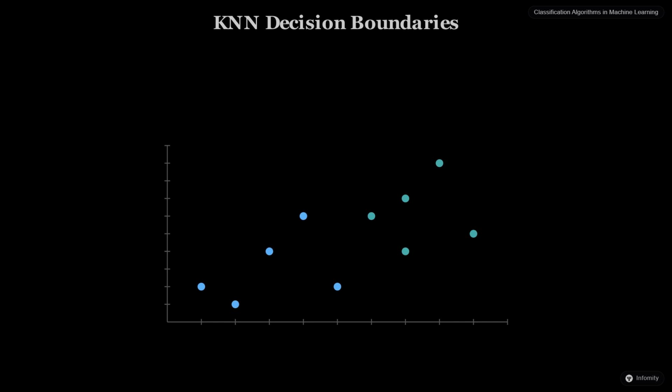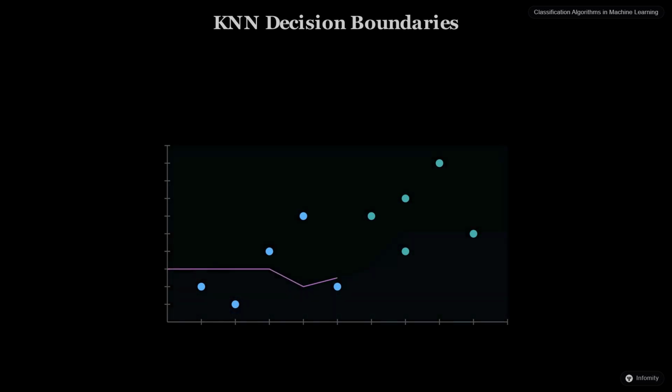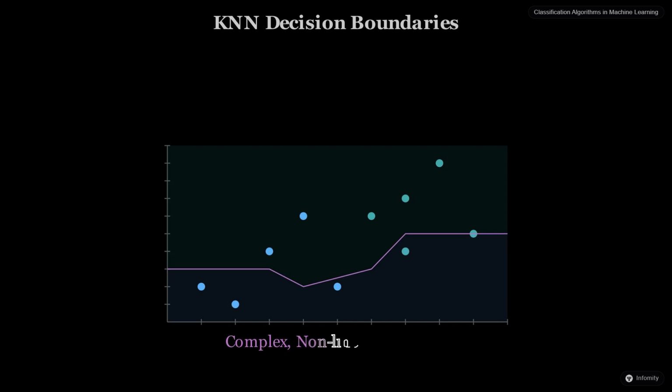Unlike some algorithms that draw a simple straight line, KNN creates decision boundaries that are often irregular and nonlinear. This is because KNN doesn't explicitly learn a mathematical function to separate classes. Instead, it classifies new points based on their local neighborhood. The decision boundary is essentially formed by the points where the majority vote of the nearest neighbors switches from one class to another. This flexibility allows KNN to model complex relationships in the data. But it also means the boundaries can be quite wiggly and less interpretable than, say, a single straight line.